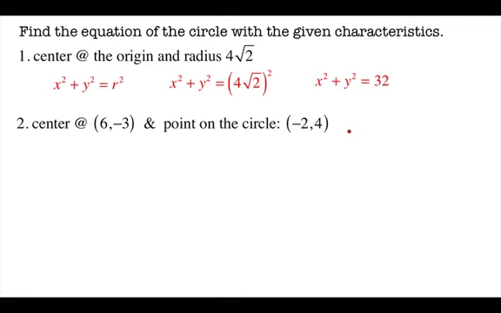Number 2, a little bit different. Now they give me the center and a point on the circle. Since I already know the center, I'm going to use this other piece of information to find the radius. So I'm going to substitute the h and the k, along with the x and the y, which is the point. And it looks something like this.